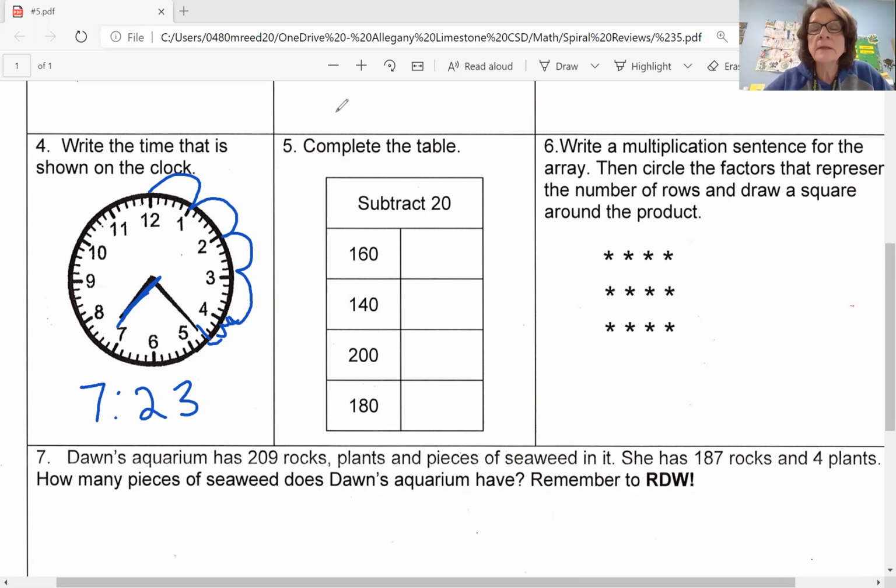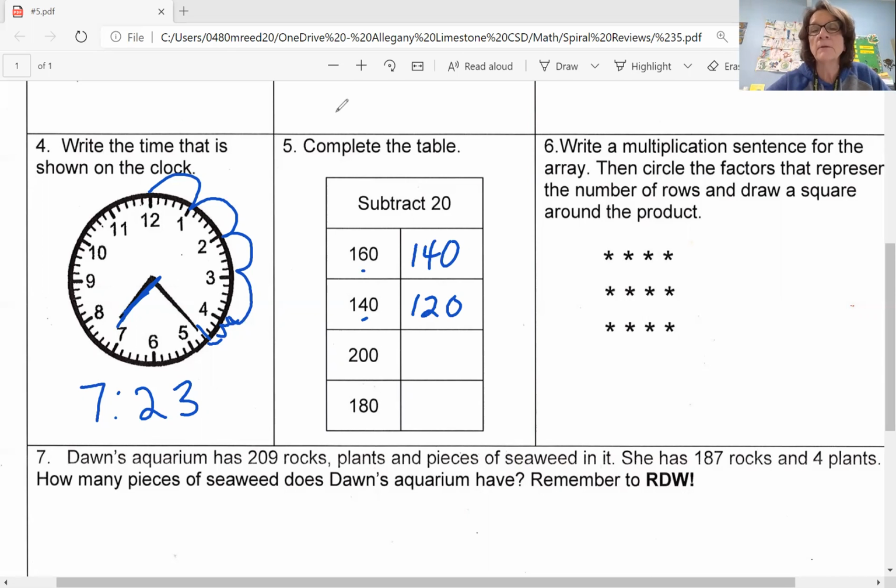All right. The next one is just another pattern table. So I'm subtracting 20 from each one of those numbers. And so I can do this mentally because 20 is 2 tens. So I'm just going to take my tens place and say 6 tens minus 2 tens is 4 tens, 140. Again, I'm going to subtract 20 from 140. I can do that mentally. The only place it's changing is my tens place, and it's going down by 2. So that makes 120.